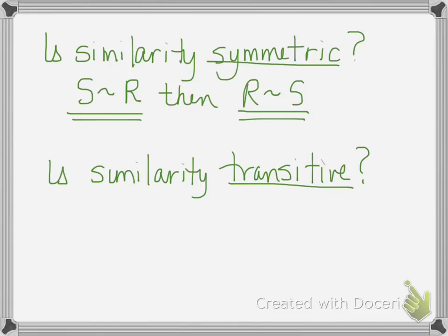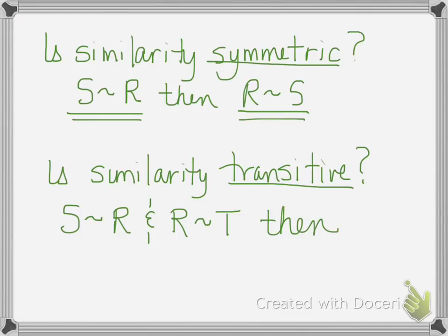But what does transitive mean? Transitive would be something like this. If I have figure S and it's similar to R, and R is similar to T, then I would know that S was similar to T. Okay, so that's the transitive property. And think about whether you think similarity would work that way.